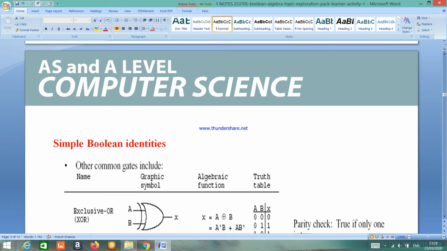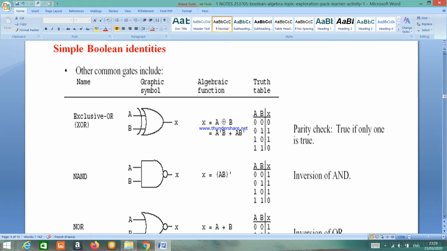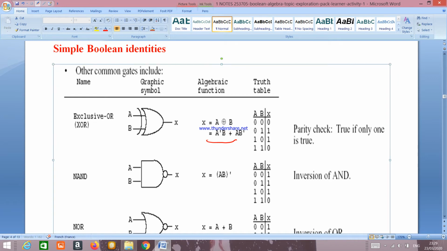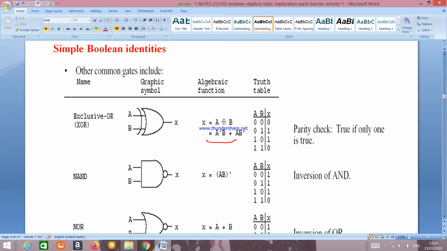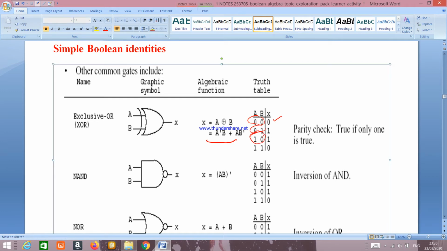Now next are other simple identities. The XOR gate: when the two inputs are the same, the output is 0. When the two inputs are different, the output is 1. Same is 0.